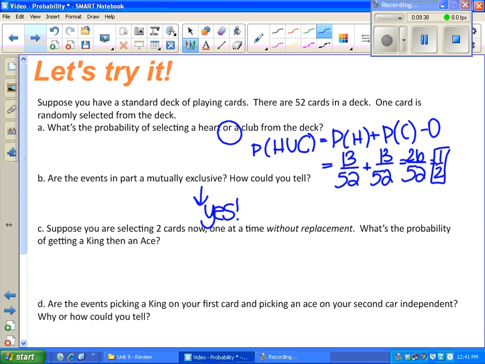Part C, suppose you are selecting 2 cards now, one at a time without replacing them. What's the probability of getting a king, then getting an ace? So now we're looking at something a little different. We're looking at the probability of getting a king and getting an ace. So I can do the probability of getting a king times the probability of getting an ace.